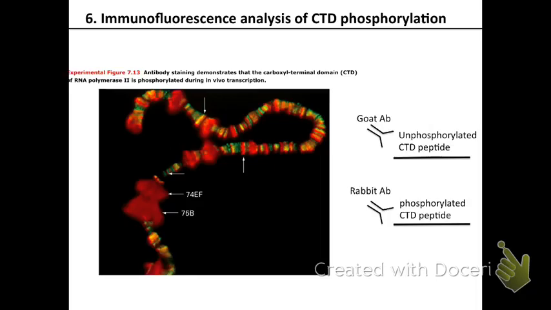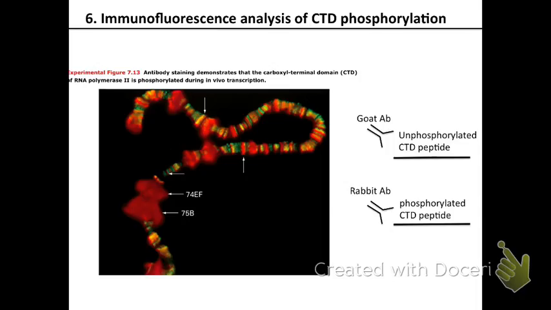What can you tell me in terms of these puffs? Where you see the red signal, is there high transcription or low transcription? High transcription, right? So where you see high transcription, what type of RNA polymerase do you see? C-terminal domain phosphorylated or not phosphorylated? Phosphorylated. So from this we learn that C-terminal domain phosphorylation correlates with transcriptional activity.